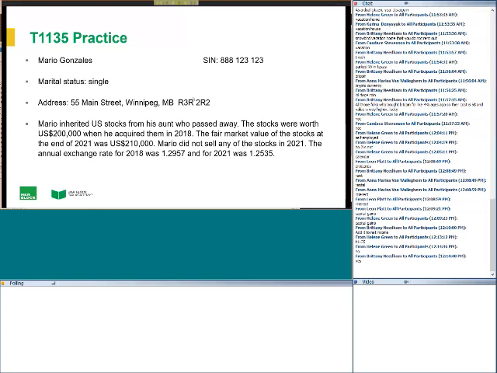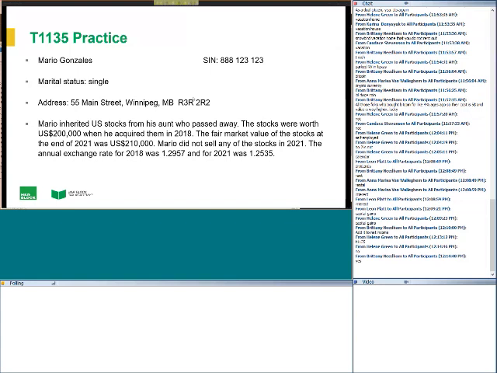No. Remember, inheritances are not taxable income in Canada, not going to show up anywhere. He got $200,000. He said, "Thank you, dear aunt. I'm sorry you died. I appreciate the investments." And that is what happened in 2018. Okay.